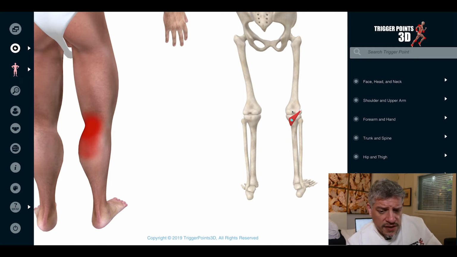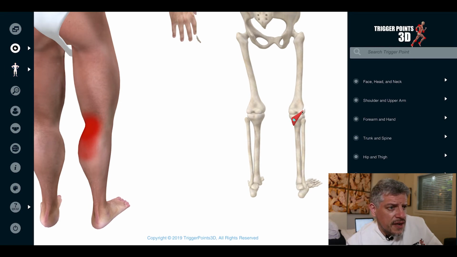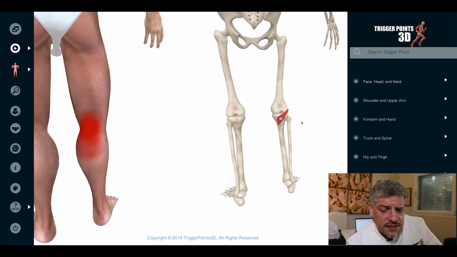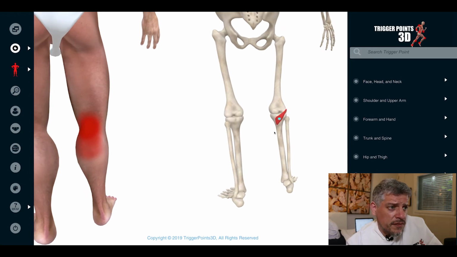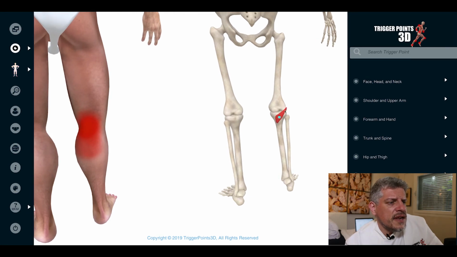In terms of the origin, it's the lateral surface of the lateral condyle of the femur. Obliquely comes down through the popliteal ligament, and then it wraps around the knee and it inserts just in the upper part of the shaft of the tibia, just superior to the superior soleal line above the soleus. So it starts laterally and it moves medially.